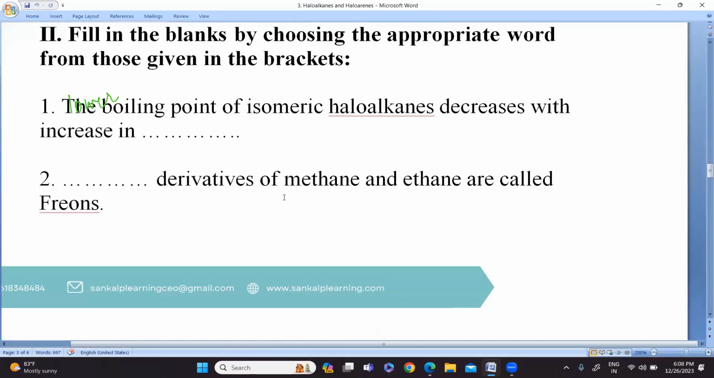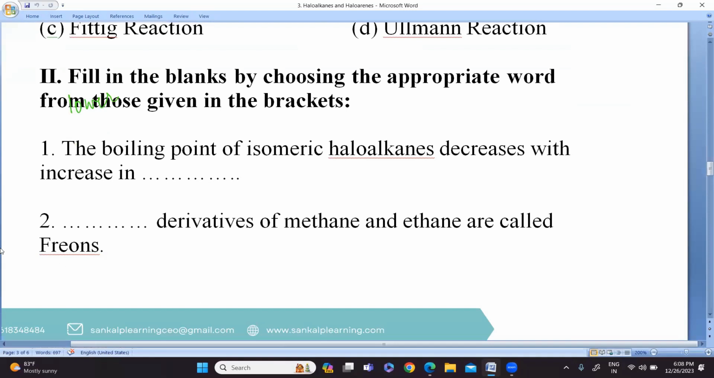So I think now the screen is visible properly. Okay, fine. So the boiling point of isomeric haloalkanes. When we are discussing boiling point, what will happen to the boiling point in case of haloalkanes? As you are moving from lower haloalkanes to higher haloalkanes, what will happen to boiling point? Boiling point will increase.